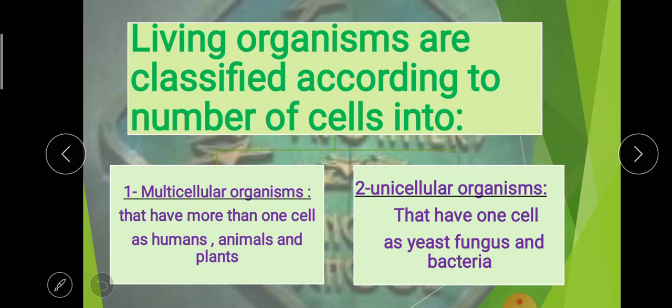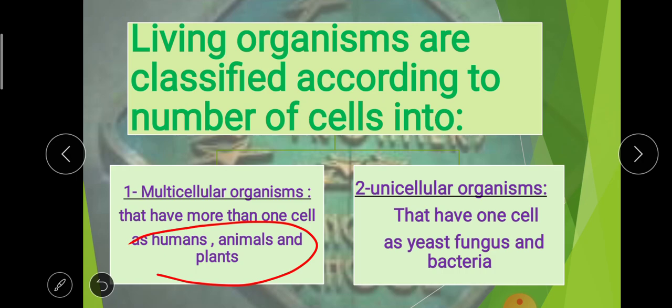We noted that living organisms are classified according to the number of cells. Some living organisms have more than one cell, such as humans, animals, and plants. They have millions or billions of cells. But some living organisms have only one cell, so they are called unicellular organisms.